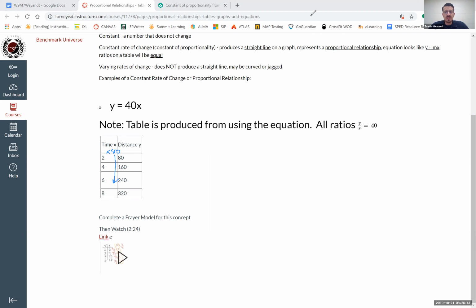So not necessarily are we looking for a missing number, but we're looking to see, is this table showing a relationship? And in this case, it is. So y equals 40x is a proportional relationship.